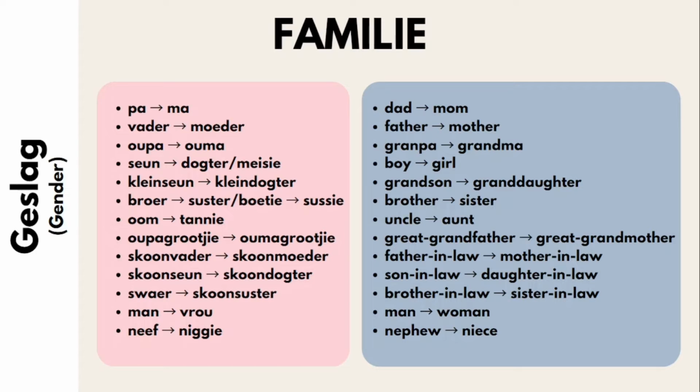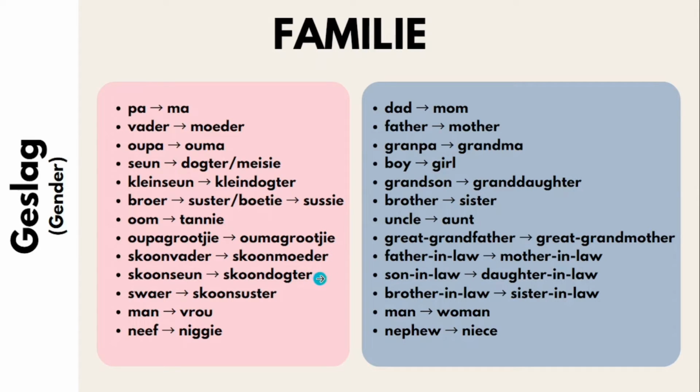Then you have broer and sister, which is the same as boetie and sussie, which is brother and sister. Then you have your oom and tannie, which is uncle and aunt. Then this one is maybe one that I would ask, because I know that people don't think about great grandfather and great grandmother, but in Afrikaans that's oupa Grietjie and oma Grietjie. This one I'll ask towards grade 9, grade 10, which is skoonvader and skoonmoeder, which means father-in-law and mother-in-law. Also something that students your age don't typically think about, but this is what I would ask.